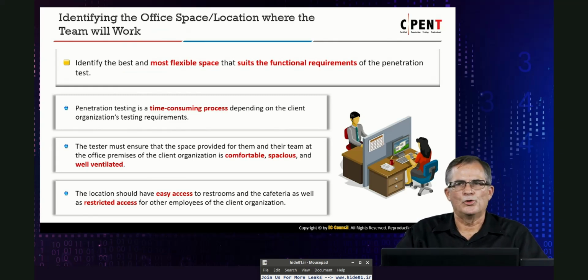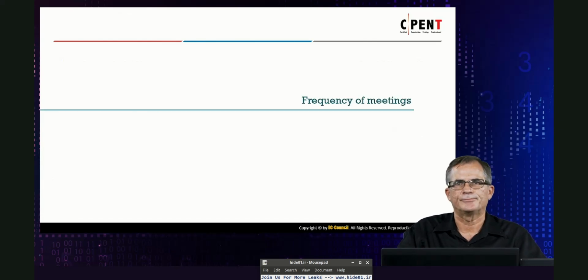The location, where will the team work? Most flexible space, functional requirements. This is a time-consuming process. So we like to have a room set up that's comfortable, spacious, and well-ventilated. And then, of course, accessible to other areas of the organization that we need. Frequency of meetings. So when you're on site or when you're doing testing, how often are you going to meet?